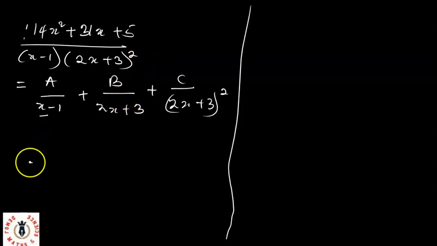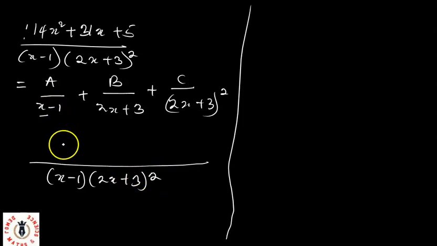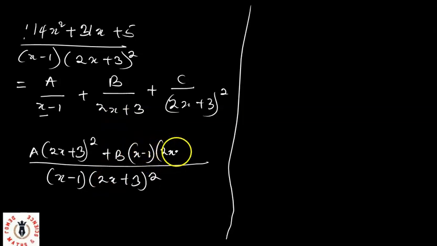Now I'm to take an LCM, the lowest common multiple. Obviously the LCM will be x minus 1 into 2x plus 3 all squared. X minus 1 in this, I will be left with A into 2x plus 3 all squared, plus B into x minus 1 into 2x plus 3. 2x plus 3 in here will cancel one, then I'll be left with one of 2x plus 3.